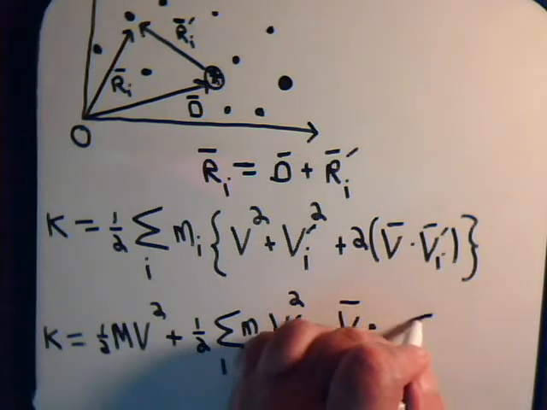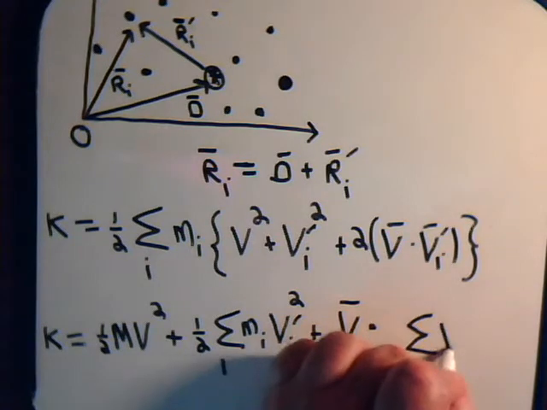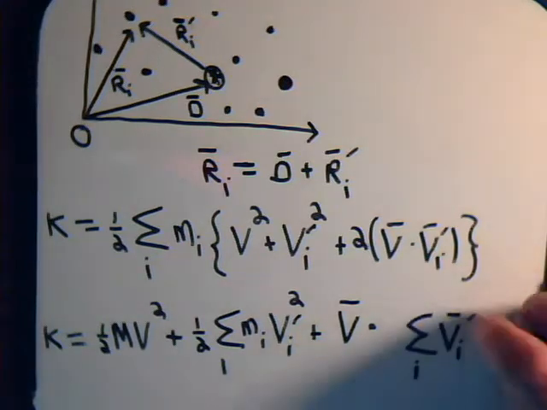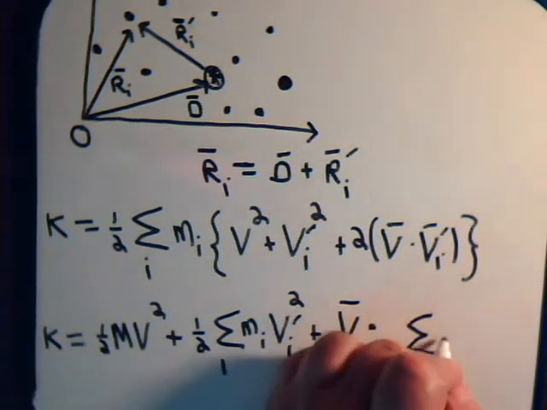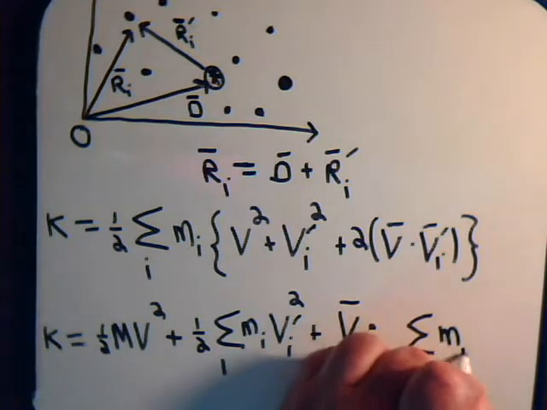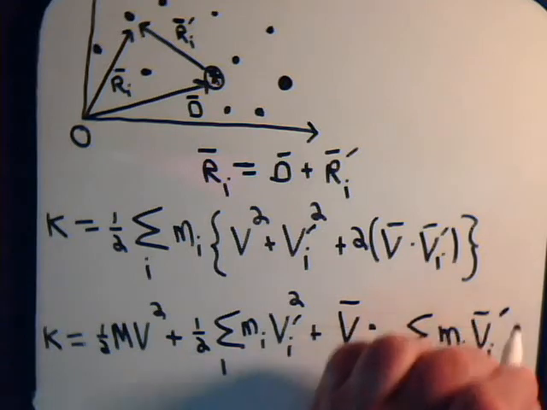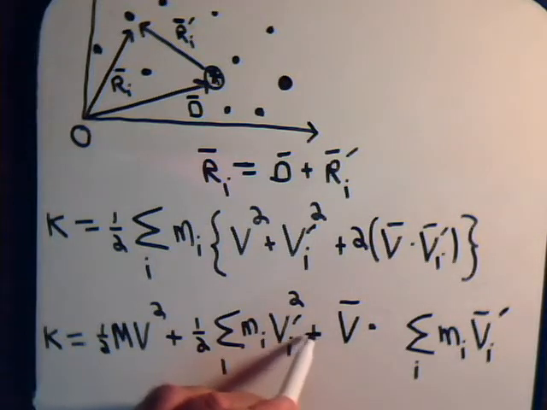dot, sum over i, vi prime times mi from here, vi prime. And we're taking the dot product of this with the velocity of the center of mass.